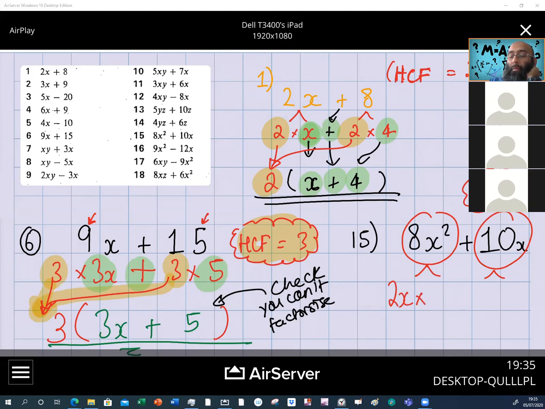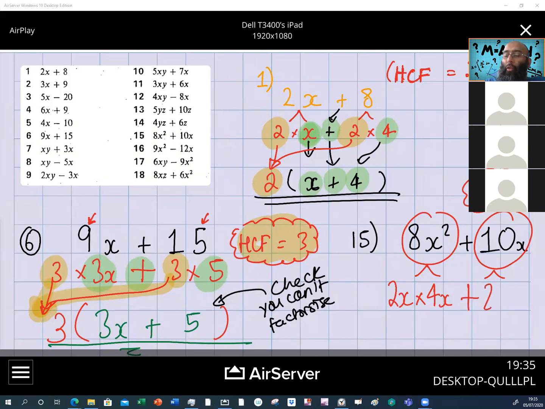2x times by 8. Now remember, you are reconstituting the 8. If you split the 8 into 2, the other part is 4. 2 is here, 4 is here. Okay, it won't be 2 and 8, because 2 times by 8 will give you 16. Are you happy with that? Yeah. And then the x times by x gives you x squared. Okay, lovely.